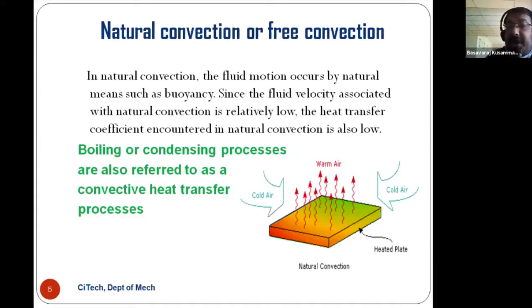As the temperature of the air increases, the density of the air decreases. If the density of one molecule decreases, it will be displaced to some other place, and immediately the next molecule occupies that place. That is called movement. Like that, the movement of molecules occurs in the air naturally, due to the density difference.